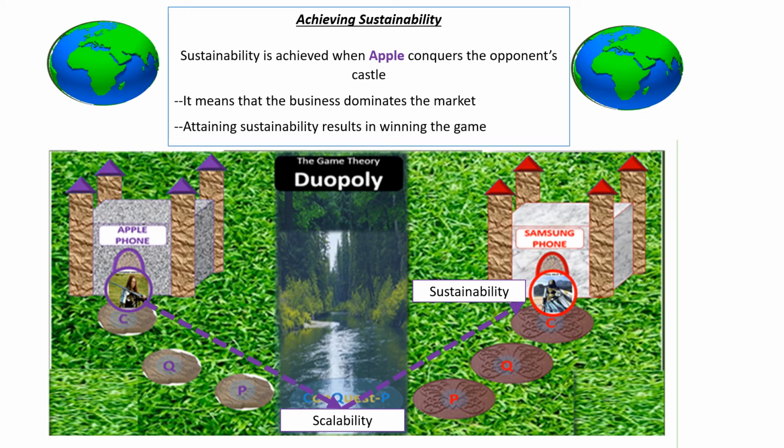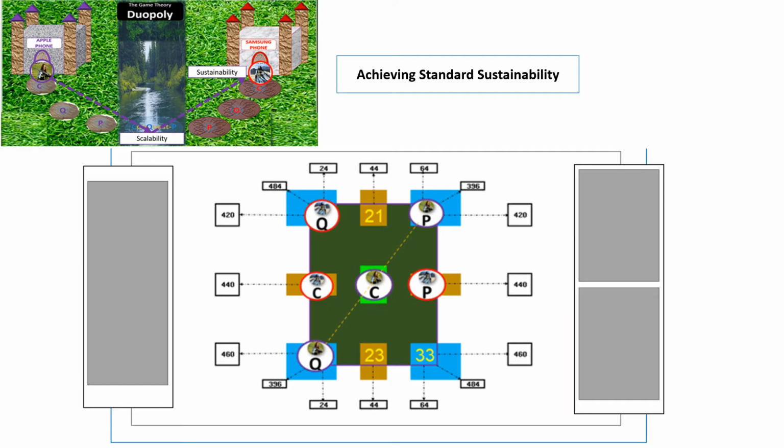Following a scalability achievement, the next step will be a sustainability achievement. Sustainability is achieved when Apple conquers the opponent's castle. As an example, it means that the business dominates the markets. Attaining sustainability results in winning the game because Apple would have conquered Samsung territory. In achieving sustainability, we have two possibilities. First, standard sustainability.